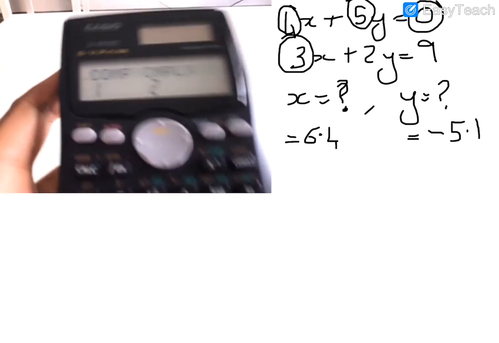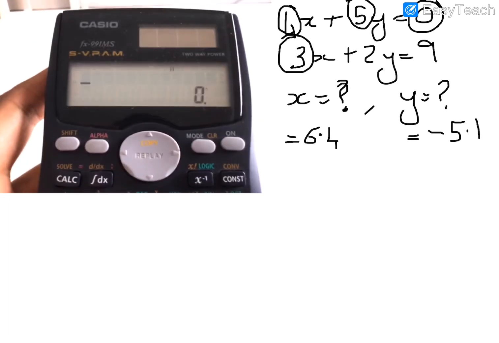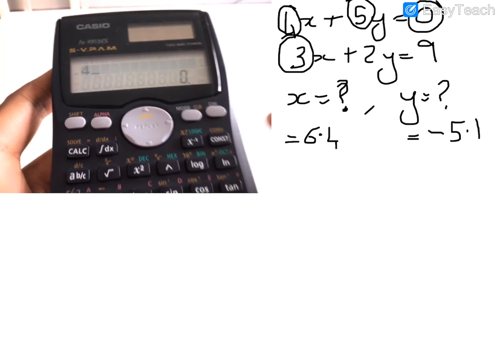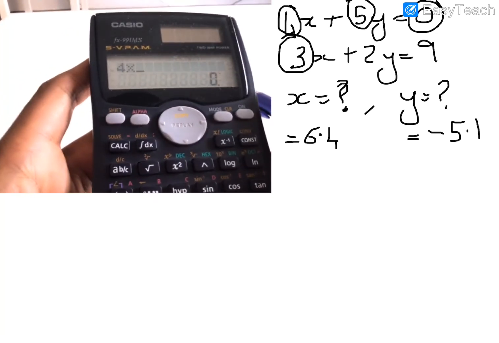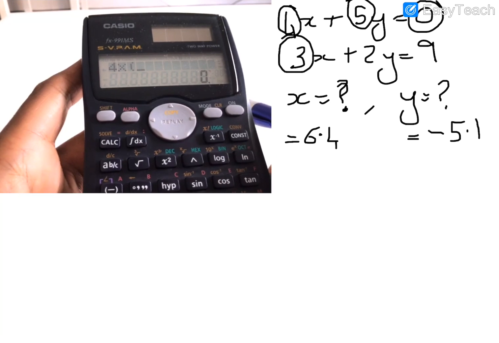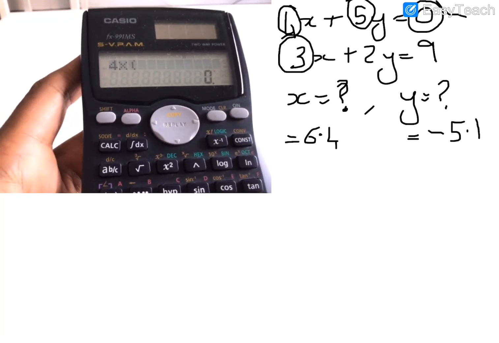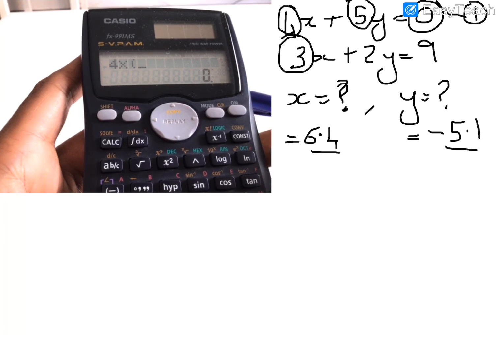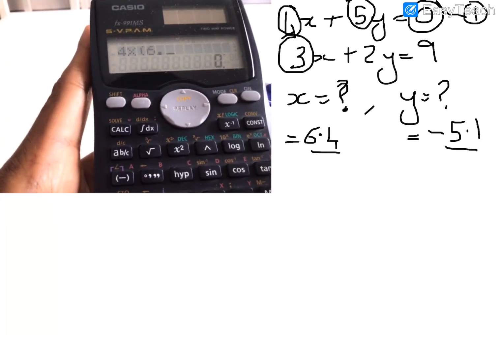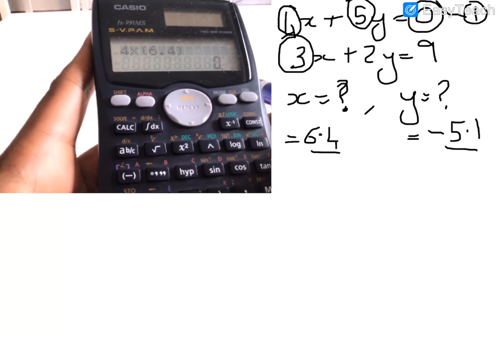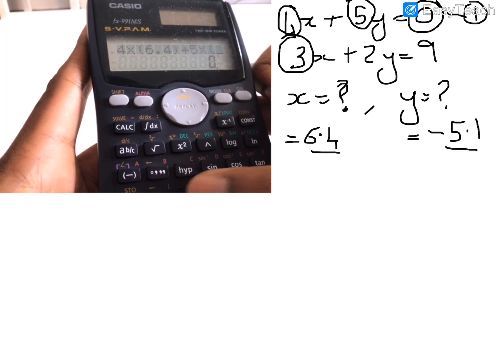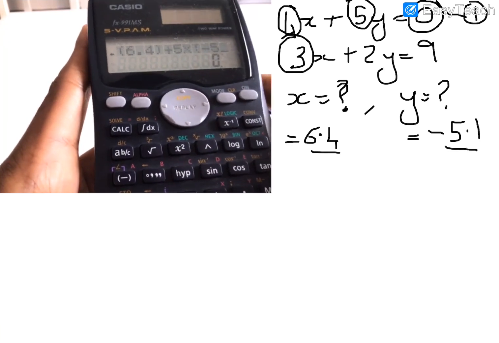by going to mode, and you can just use the values. So I'm going to put 4 multiplied by 6.4. So I'm using the first equation. I'm going to input these values and check if it's the correct one. So 4 into 6.4 plus 5 into minus 5.1.